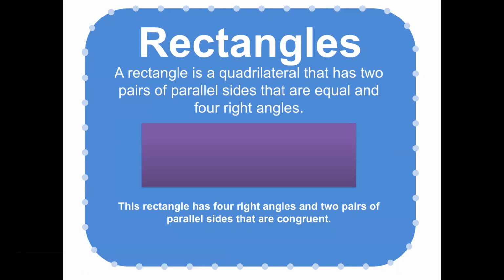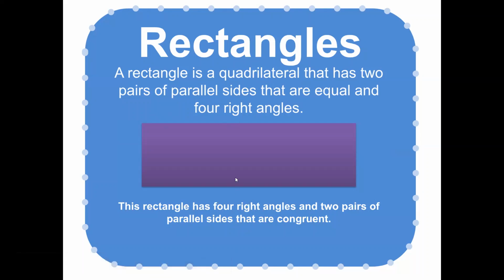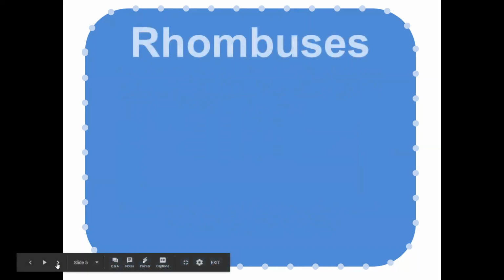A rectangle cannot be considered a square since a square has to have all equal sides specifically, whereas a rectangle has to have two pairs of opposite equal sides. So this side has to be equal to this side, and this side to this side, but these two sides do not necessarily have to be equal to one another.